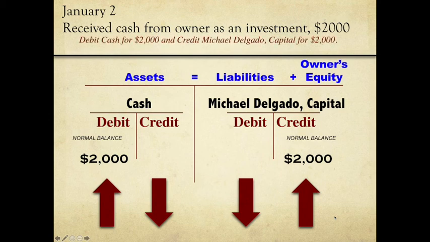So if we were to write it, as you can see right under the transaction, we would be saying we are going to debit cash for $2,000 and credit Michael Delgado Capital for $2,000. And by saying that, we would understand the debit for cash means it's going up. The credit for your capital account also means that it's going up. So we're not saying cash is going up, capital is going up anymore. We have to use the debits and the credits.